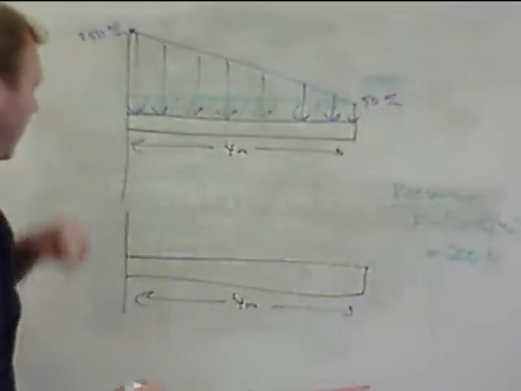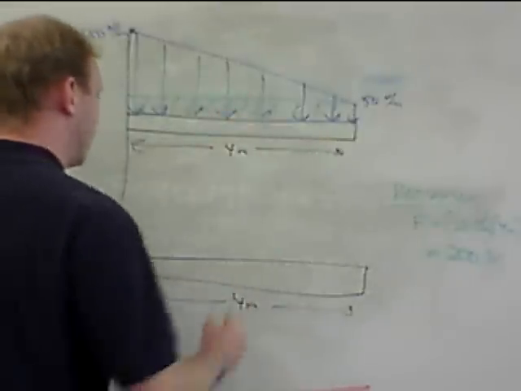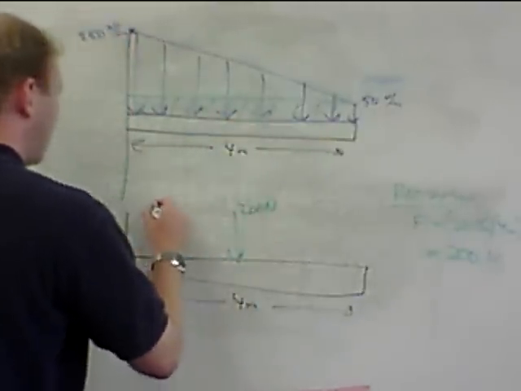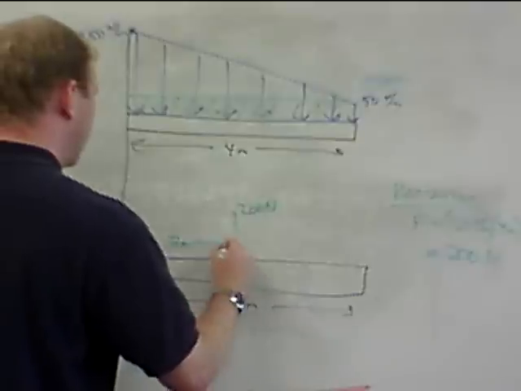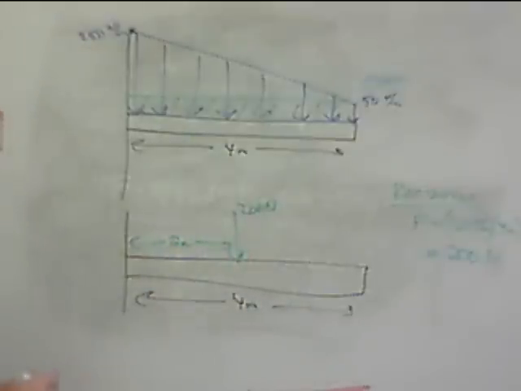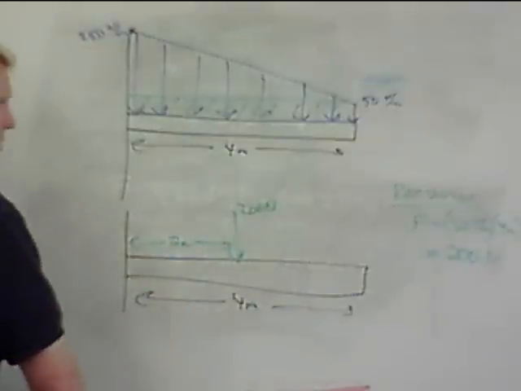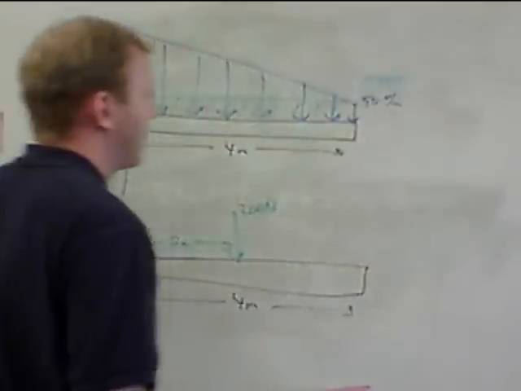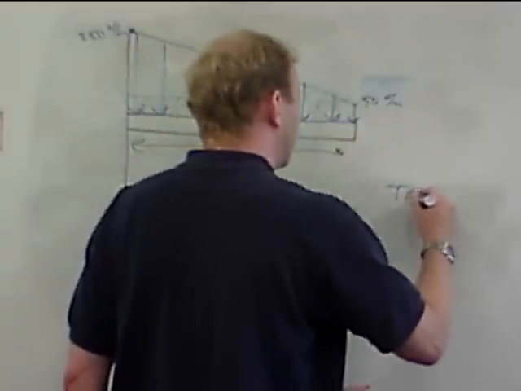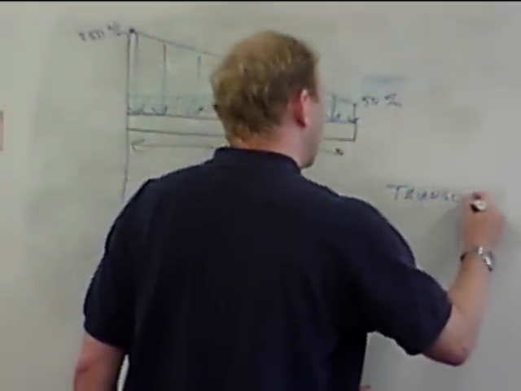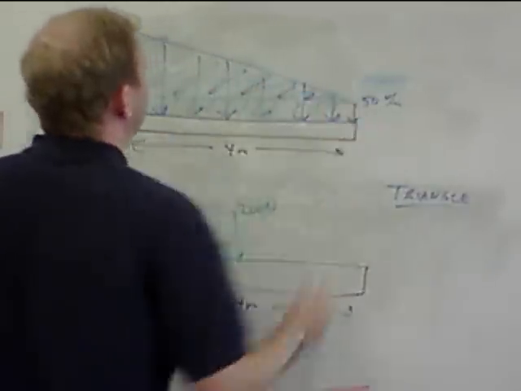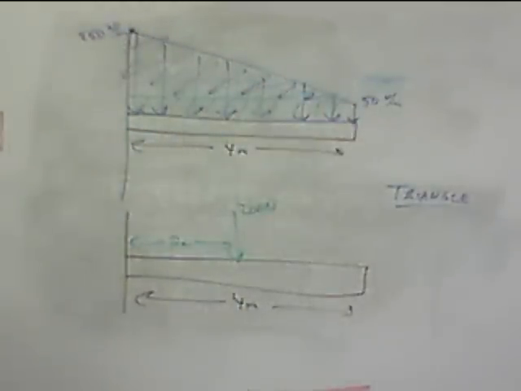The question is, where is it? Well, it's a rectangle, so it's going to be right in the middle. We have a 200 Newton force at a distance of 2 meters from the edge. The triangle is a little different. The triangle, okay, that's this region here, this section of my distributed load.